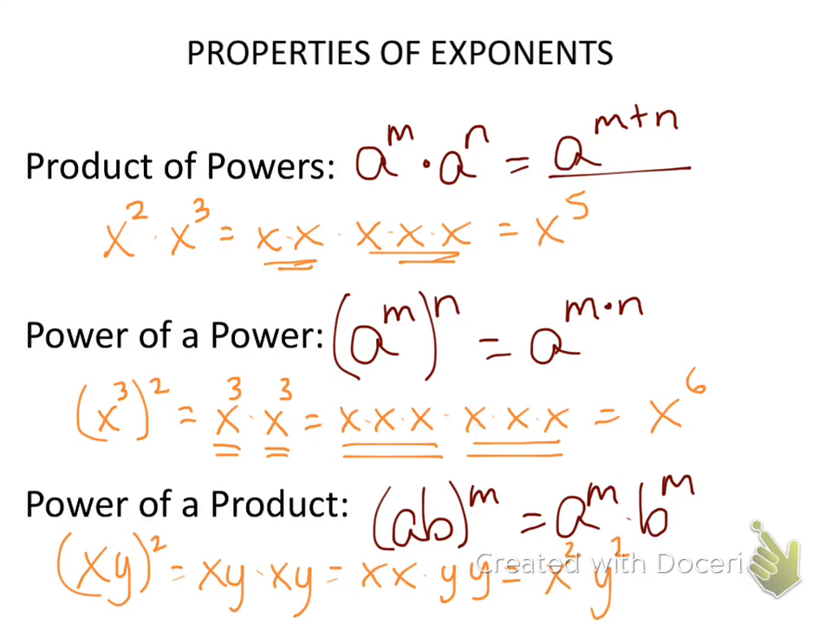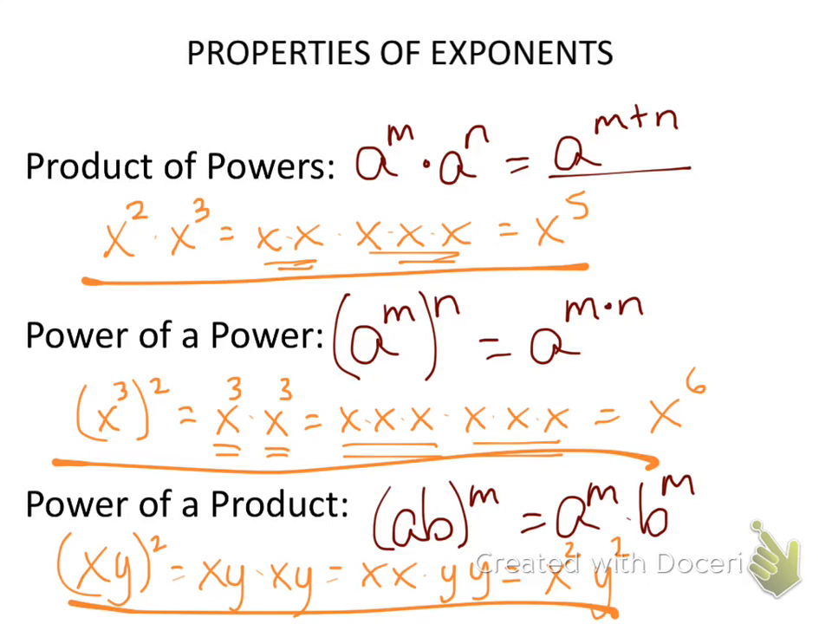Now, you need to be aware, especially on this last one, that a times b are being multiplied in the parentheses. If this was a plus b, you could not just raise everything in the parentheses to that power. So if you think about what these properties mean, if you were to write them out, they're a little bit easier to remember rather than just trying to memorize what these properties are. So if you get stuck, think about what it would look like if you wrote everything out.